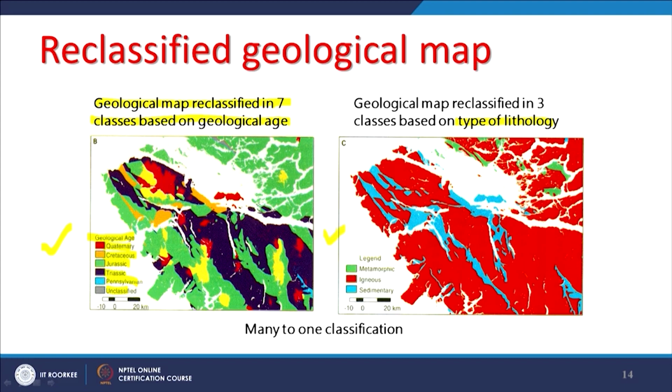The only condition here is that our attribute database must be rich, must have those fields which I can use to reclassify my polygon map, and that way we can do it. So, a lot of information is required, and if that information is already in my attribute table, then all such operations are very easy to perform.